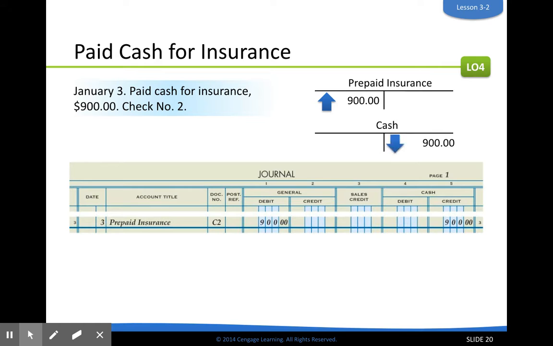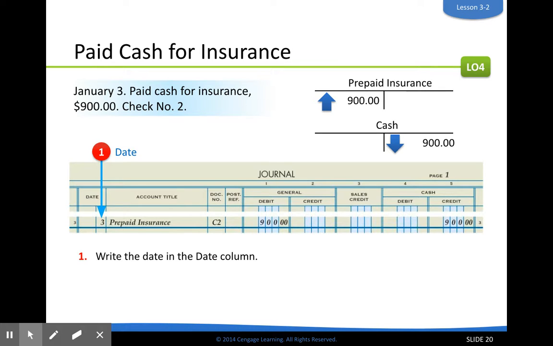So in chapter 2, we would have had these T-charts. Prepaid insurance is an asset. It would increase with a debit. And since we paid cash, we would credit cash to decrease the asset. Now getting it in our journal, we need to make sure we have the 4 parts.